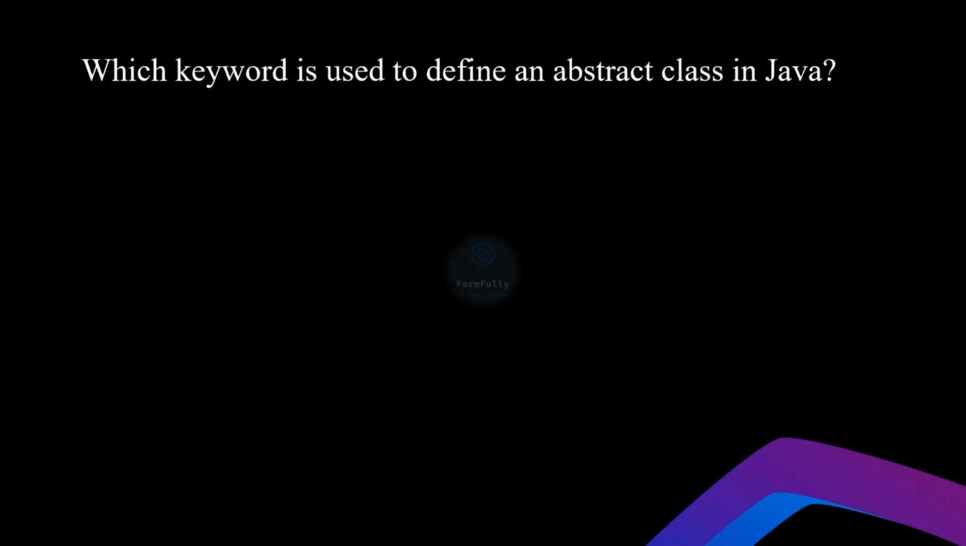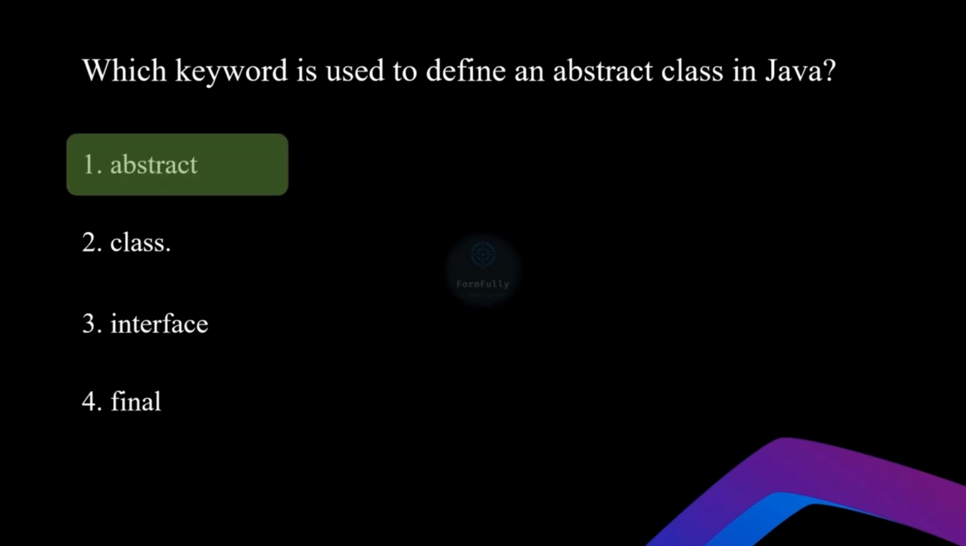Which keyword is used to define an abstract class in Java? Options are abstract, class, interface, final. In Java, the abstract keyword is used to define an abstract class. Options B, C and D, that is class, interface and final, are incorrect because class is used to define regular classes, interface is used for interfaces, and final is used to indicate a class cannot be extended. So option 1 is correct.